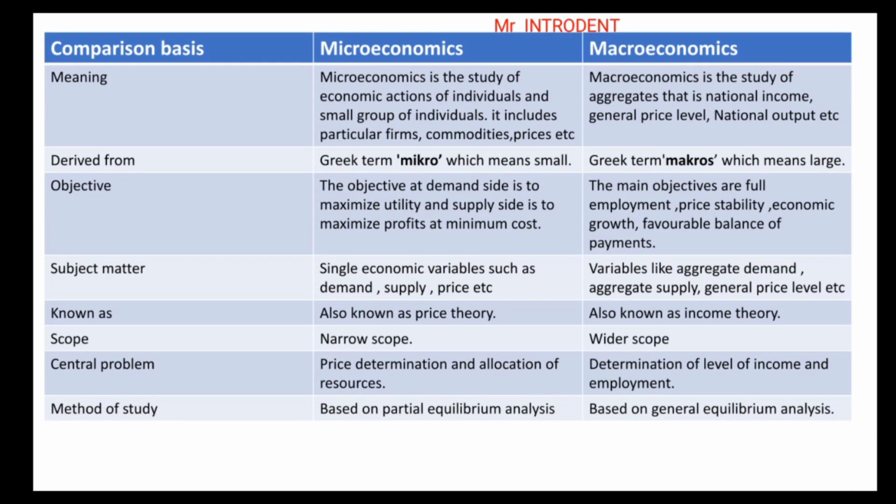Now moving on, next, the method of study. Microeconomics is based on partial equilibrium analysis. We know partial equilibrium analysis means that only one industry or one firm is in equilibrium, whereas there is no change in the other ones. But in macroeconomics there is a general equilibrium analysis, so most or all of the industries, or whatever we are considering, have to be in equilibrium.